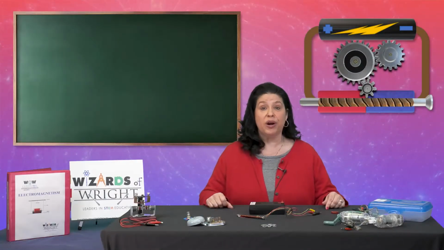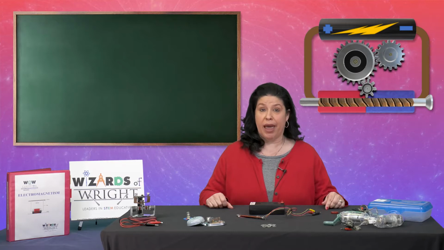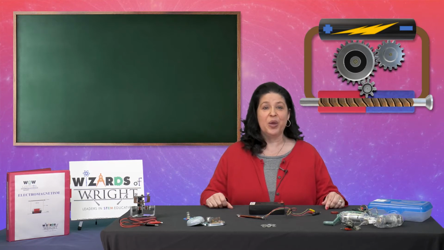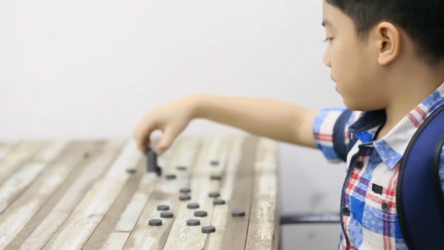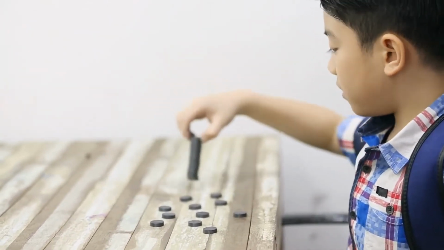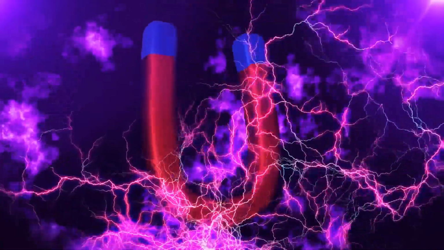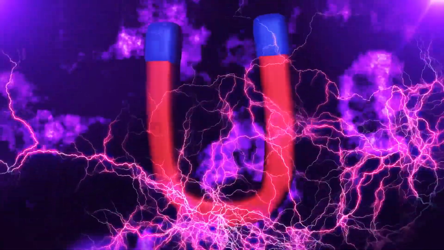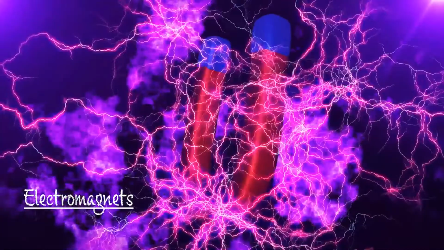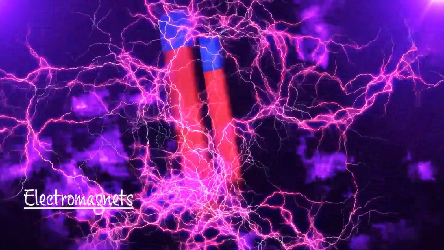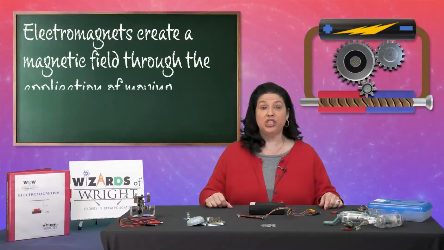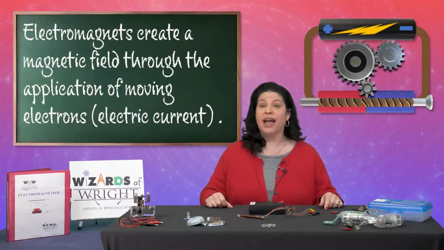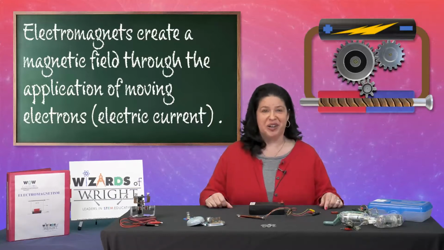As I mentioned before, there is a difference between a permanent magnet and an electromagnet. Most of the magnets you are familiar with are permanent magnets, meaning the material is magnetic all of the time. However, a magnet can also be created using electricity. And of course, these types of magnets are called electromagnets. Electromagnets create a magnetic field through the application of moving electrons, or an electric current. Using this, we can generate an electric current.